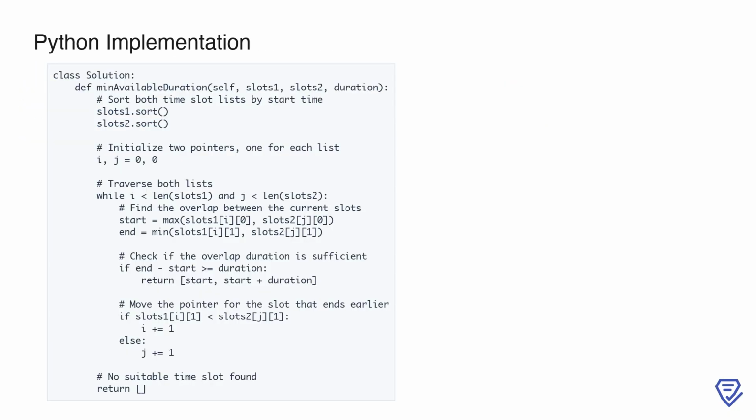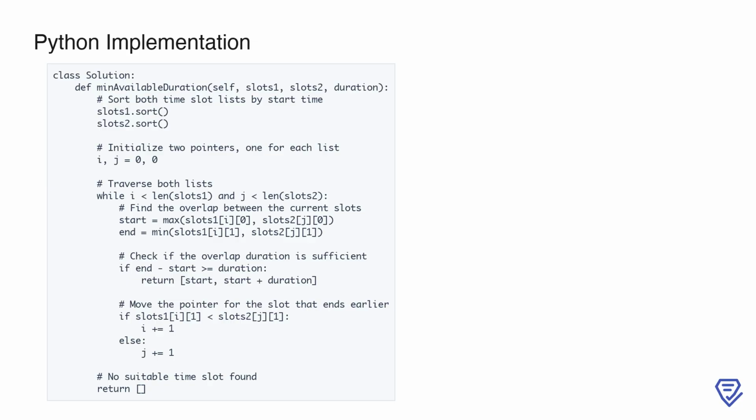This implementation solves the LeetCode problem Meeting Scheduler by finding the earliest time slot that satisfies the required meeting duration. Here's the step-by-step breakdown of the code. 1. Sorting the time slots: both slots 1 and slots 2 are sorted by their start times. This ensures that we can traverse through the lists in a sequential manner to find overlaps efficiently. 2. Pointer initialization: two pointers, i and j, are initialized at the start of their respective lists. These pointers help in iterating through the available time slots of both users.